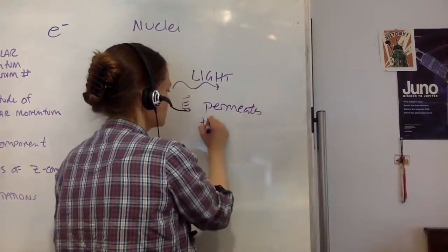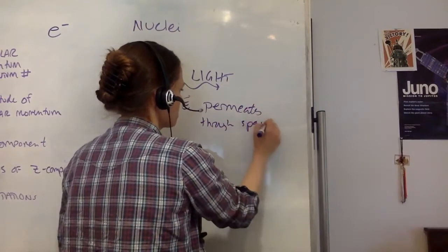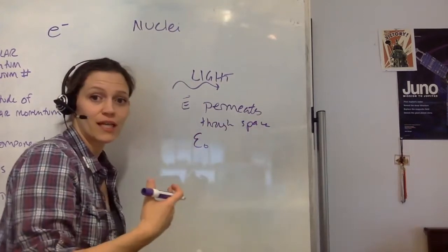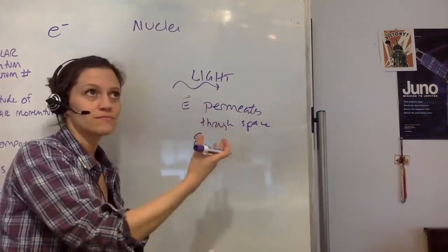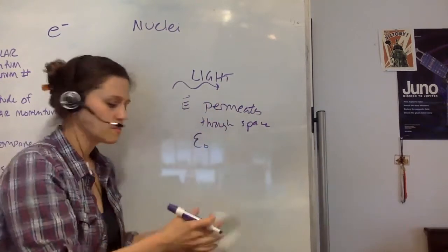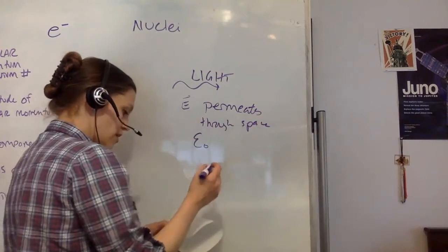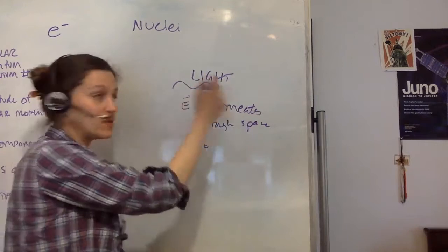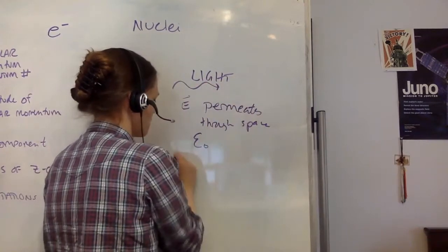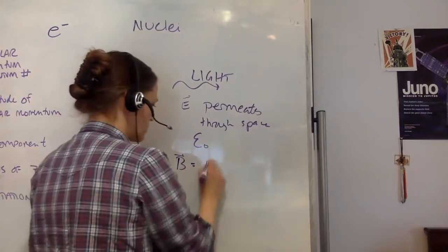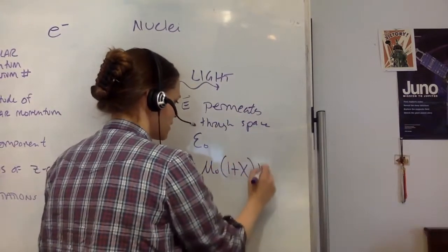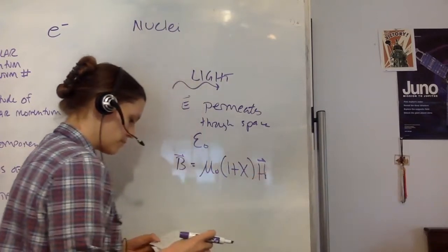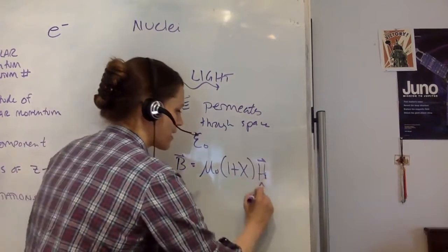So how well the electric field of this light permeates through space is called epsilon 0. And then the permittivity in a medium, when it's not vacuum, is the dielectric constant, epsilon. But magnetic fields, however, also affect light. The magnetic aspect interacts with the magnetic B part of this light. So you'll have a B field, and B is equal to mu0 times (1 plus chi) times H. This is not the Hamiltonian. And so this H is the magnetic field strength.